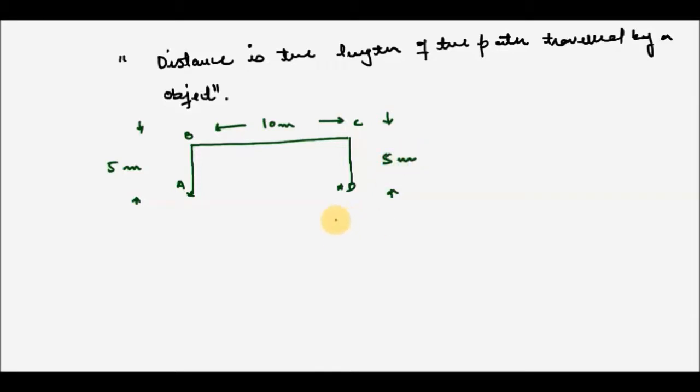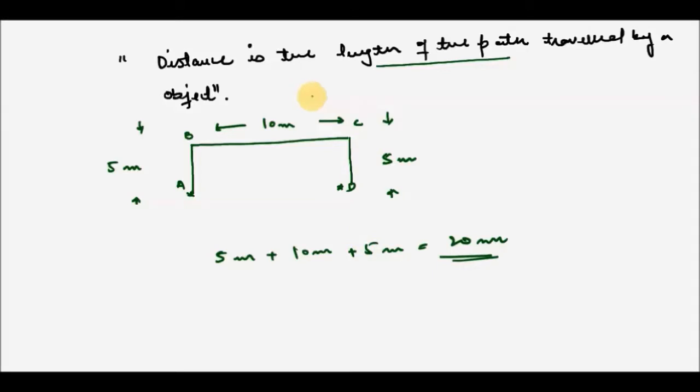So if I ask you how much did that person actually travel, you say that he actually traveled first a distance of 5 meters, then he again traveled a length of 10 meters, and then he traveled a length of 5 meters. So the length that he traveled during his path is actually 20 meters, right? So the length of the path was 20 meters.